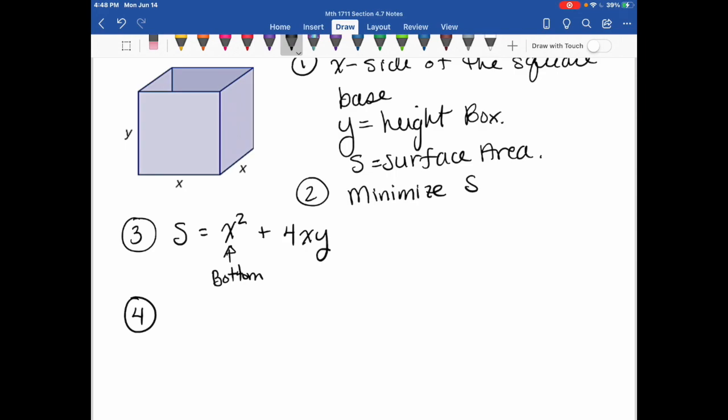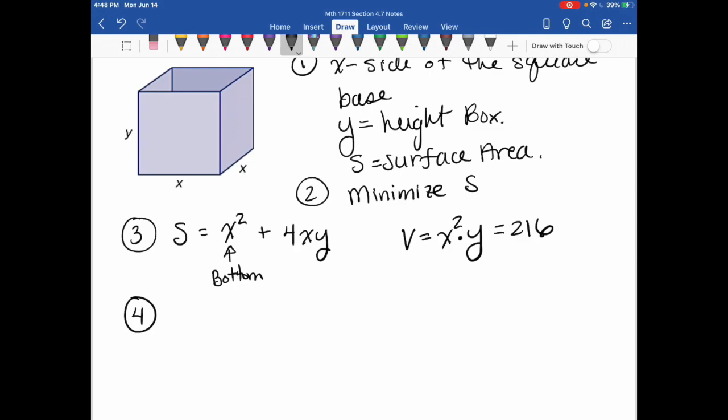Since we know that the volume of the box is 216 inches cubed, we can say that the volume is x squared times y, and that's going to be 216, right? The volume of a box is length times width times height. So it's x squared times y, and that's going to be 216.